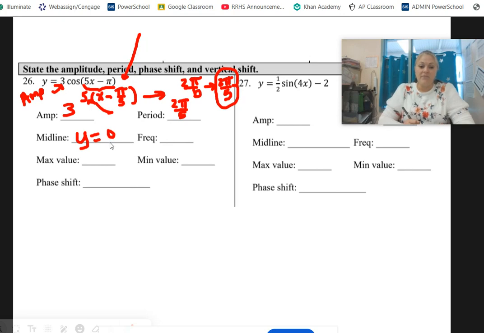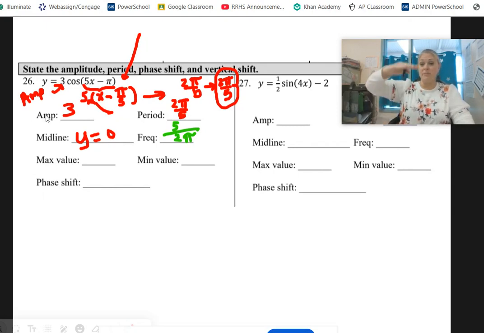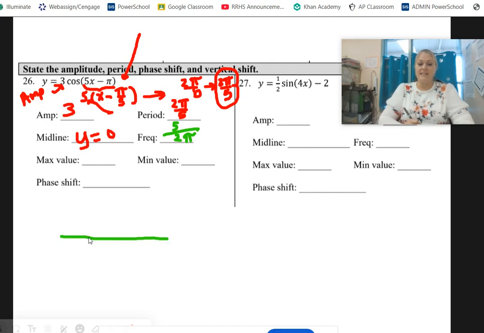Okay. My frequency is the reciprocal of my period. So here's the period, 2 pi over 5. So my frequency would be 5 halves, and pi would be on the denominator. So take the whole thing and find the reciprocal of it. Maximum value. The amplitude is from the midline straight up, straight down. So if my midline is at 0, or on the x-axis, that means I'm going up 3 and down 3. So my maximum value would be 3, my minimum value would be negative 3.